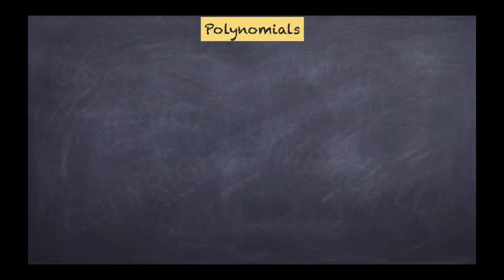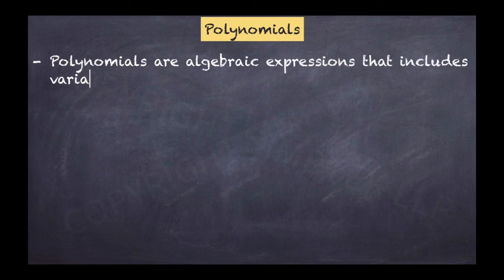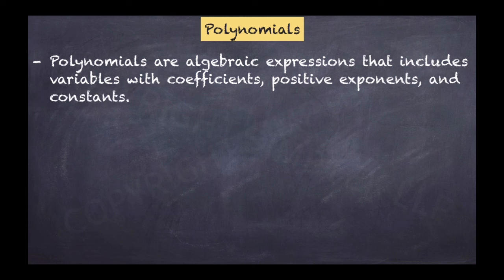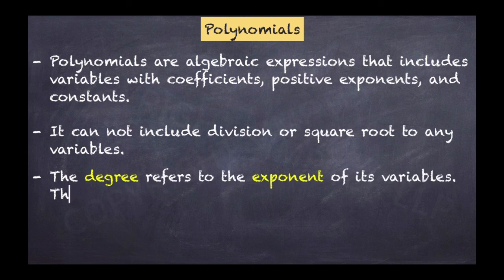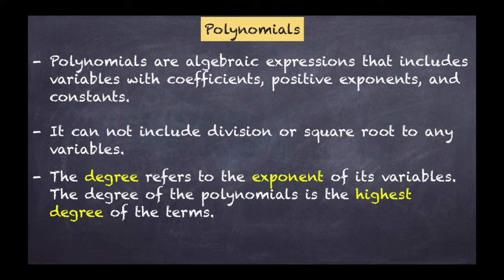What are polynomials? Polynomials are algebraic expressions that include variables with coefficients, positive exponents, and constants. It cannot include division or square root to any variables. The degree refers to the exponent of its variables. The degree of the polynomial is the highest degree of the terms.